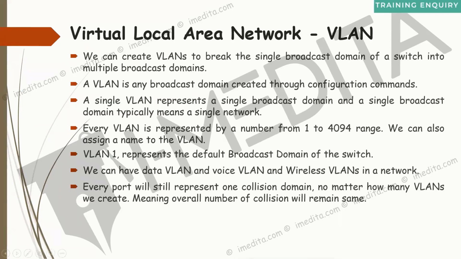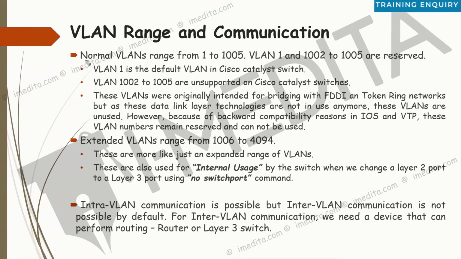There are 2 ranges for the VLAN. We can create VLANs from 1 to 4094. The normal range VLAN is from 1 to 1005. VLAN 1 and 1002 to 1005 are reserved. VLAN 1 is the default VLAN in Cisco Catalyst switches, and 1002 to 1005 are unsupported on Cisco Catalyst switches. These were originally FDDI and token ring VLANs.